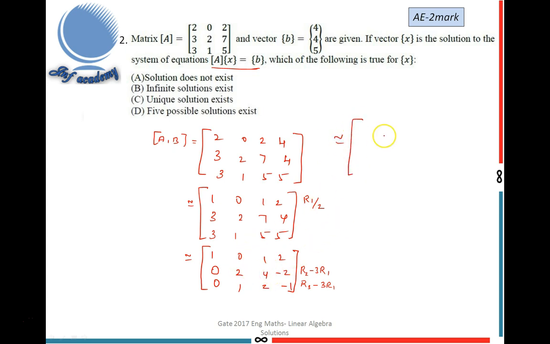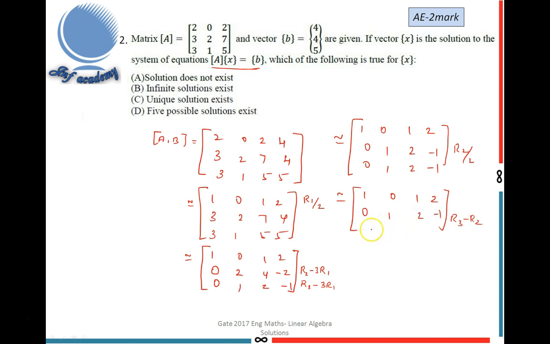So next step is R2 divided by 2. Then we get the first element in the second row as 1, the leading entry: 0, 1, 2 minus 1. R2 divided by 2. Third row is the same. Next I make this element into 0. So subtracting these two rows we can get 0. R3 gives R3 minus R2. R2 is the same: 1, 2 minus 1.